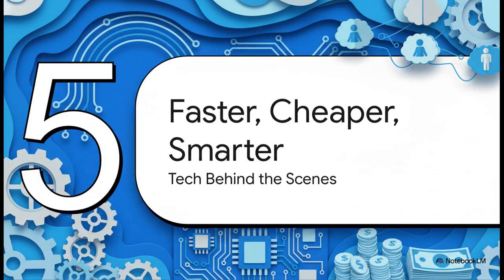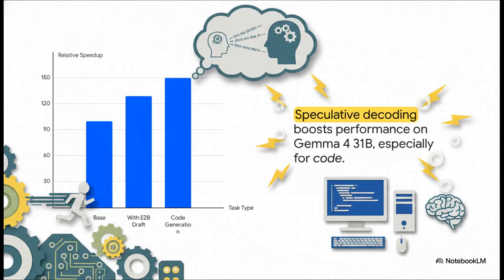Okay, so you've got to be asking, how is any of this even possible on a local computer? The power, the agents, the speed, what's the secret sauce? Well, it all comes down to some amazing innovations happening behind the scenes that are making everything faster, cheaper, and just plain smarter. For instance, take something called speculative decoding.